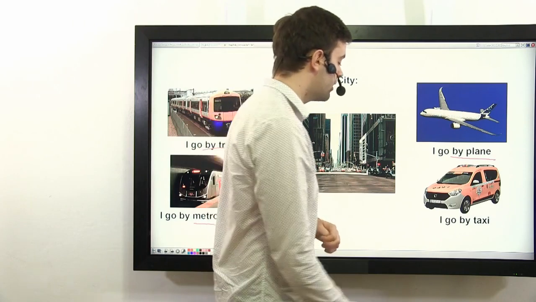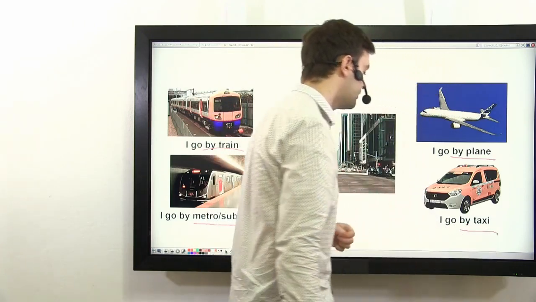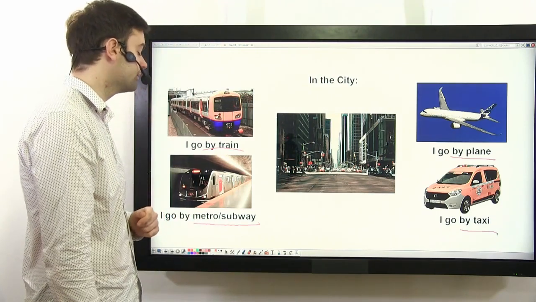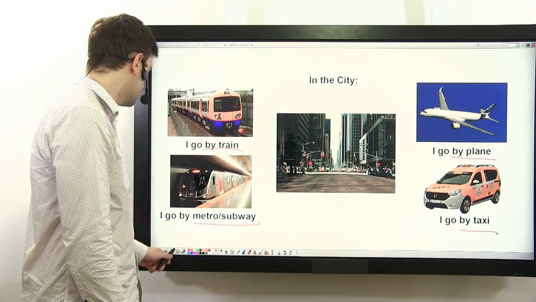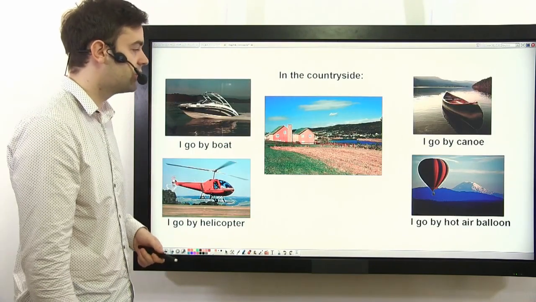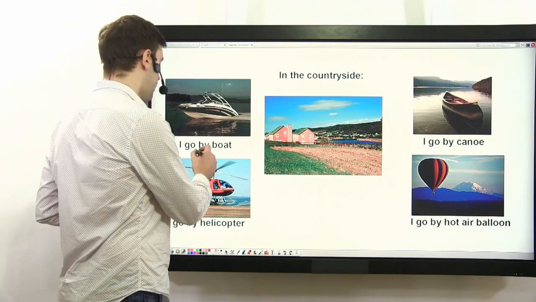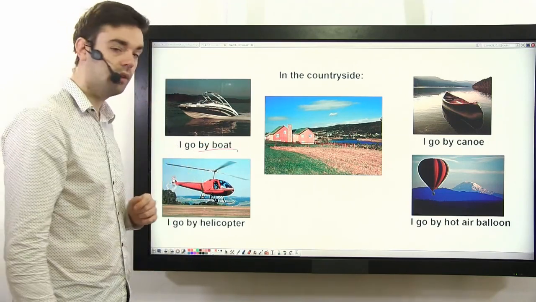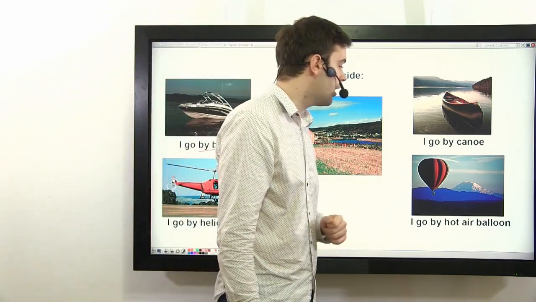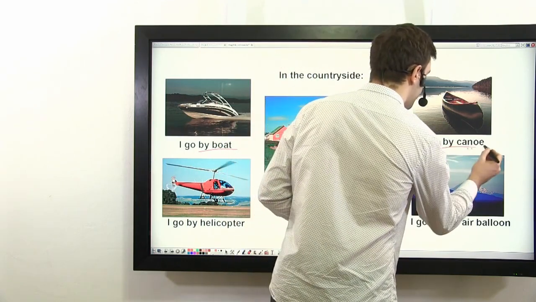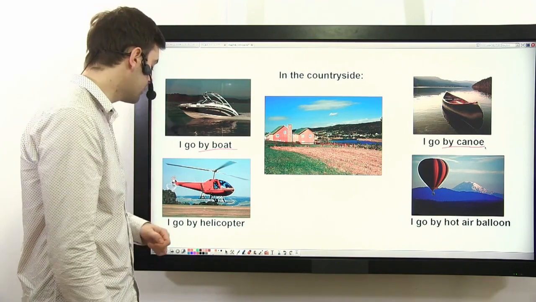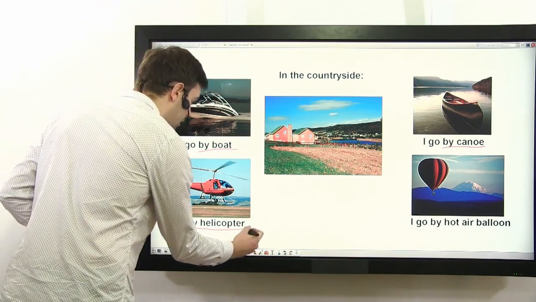In the city, I go by taxi. In the countryside, I go by boat. In the countryside, I go by canoe.